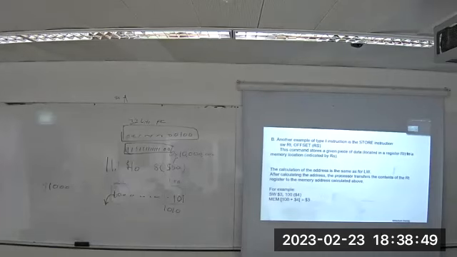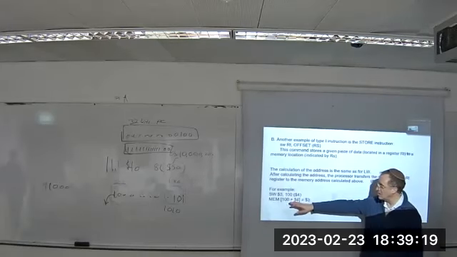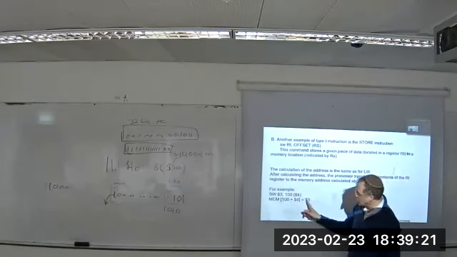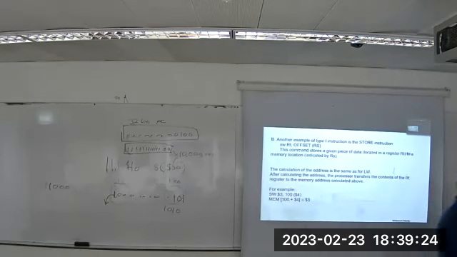Another example of an I type is the store instruction. So we saw this already. This command stores a given piece of data located in register RT to a memory location indicated by RS. The calculation of the address is the same as for the LW. After calculating the address, the processor transfers the content of the RT, the register, to the memory address calculated as above. So that we already know. For example, this is the store word, and we say the value goes into memory at that location.